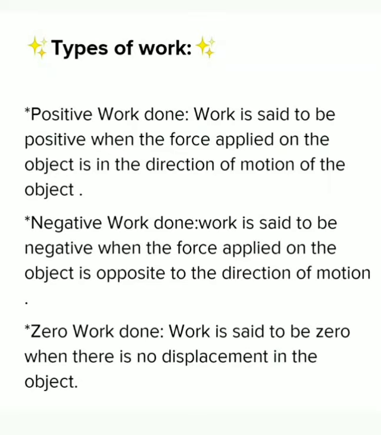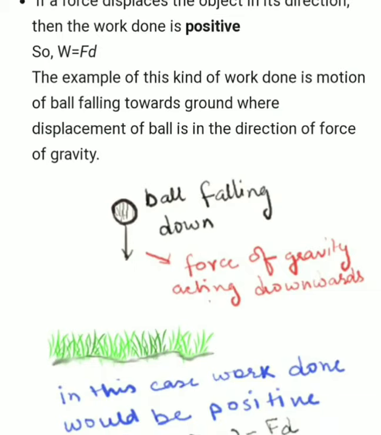Firstly I'll take the positive work done. So what is positive work done? I'm taking an example when a ball is falling down. In this case the displacement is in the downward direction, and the force of gravity is also acting downwards. According to the definition I told you earlier, when the force and the displacement are both in the same direction, the work done is said to be positive. So in this falling ball example, the work done is positive and the formula W equals Fd will remain as positive Fd.